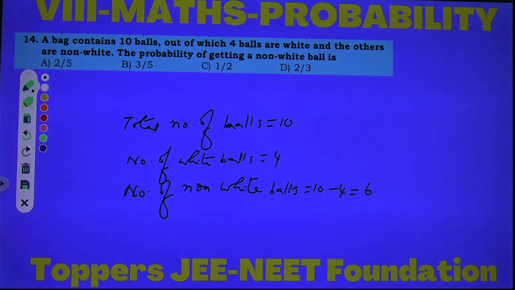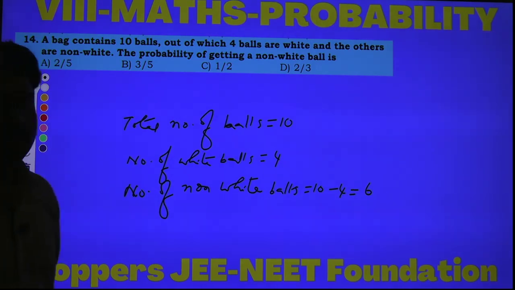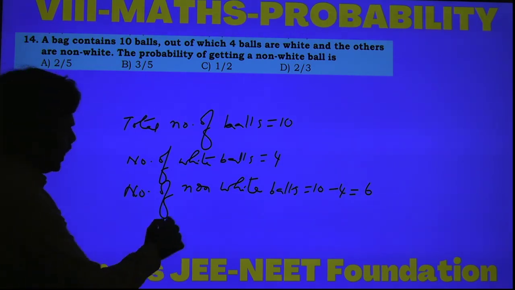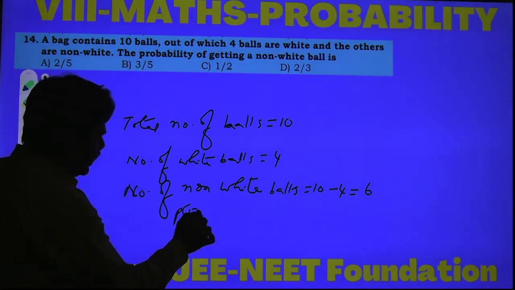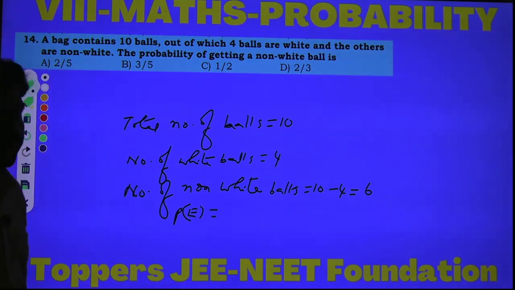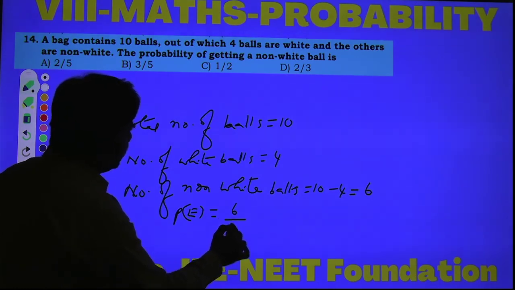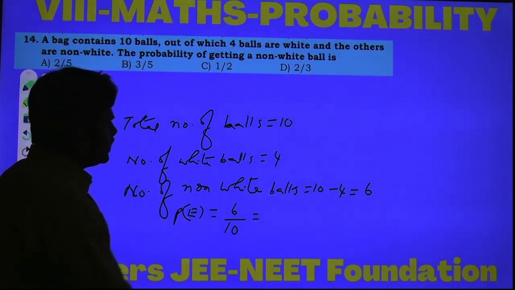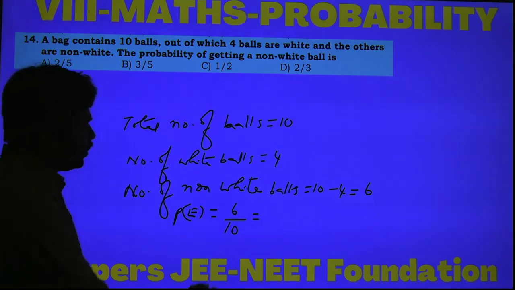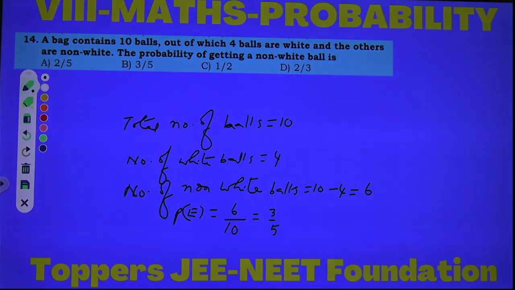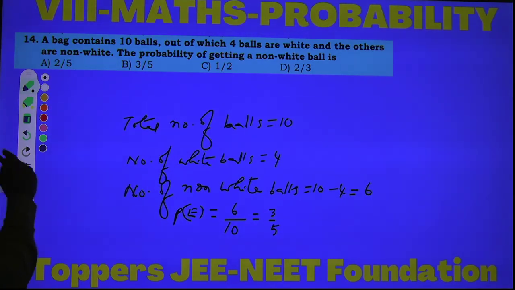Then the question is the probability of getting a non-white ball. The 6 are the favorable outcomes to the event. Total number of outcomes is 10. If P of E is the probability of getting a non-white ball, then answer is 6 by 10. You can use the second table. 2 3s are 6, 2 5s are 10, so 3 by 5 is the correct answer. Option B is the correct answer. Next question.